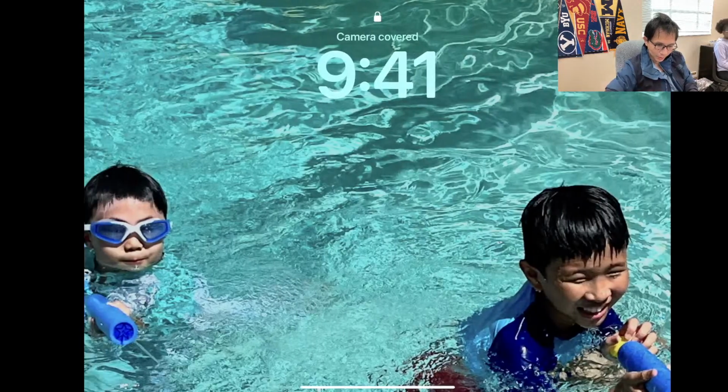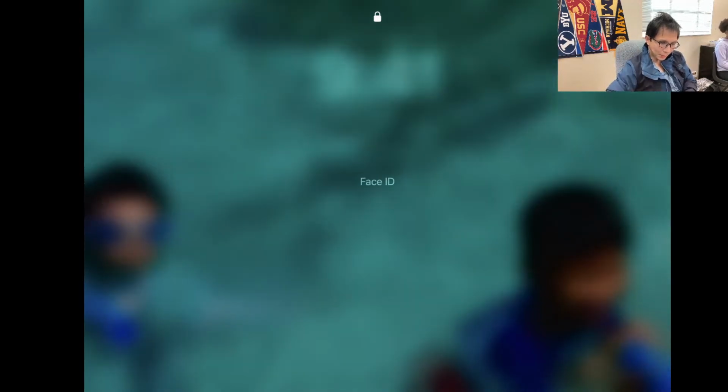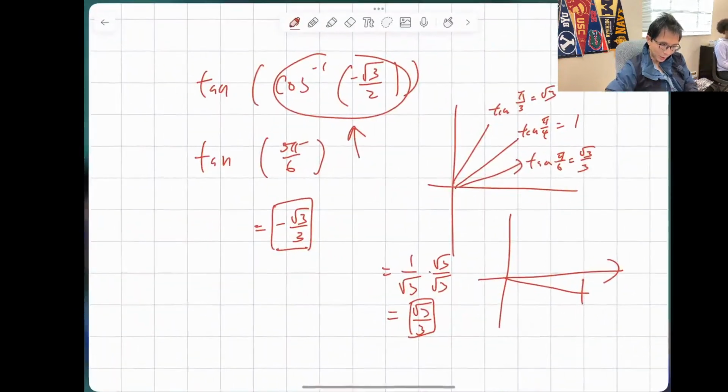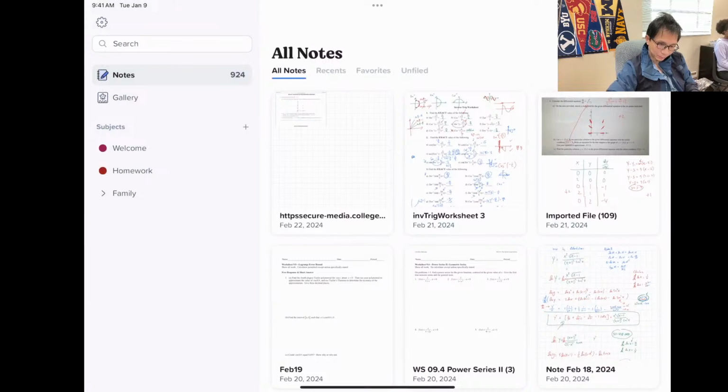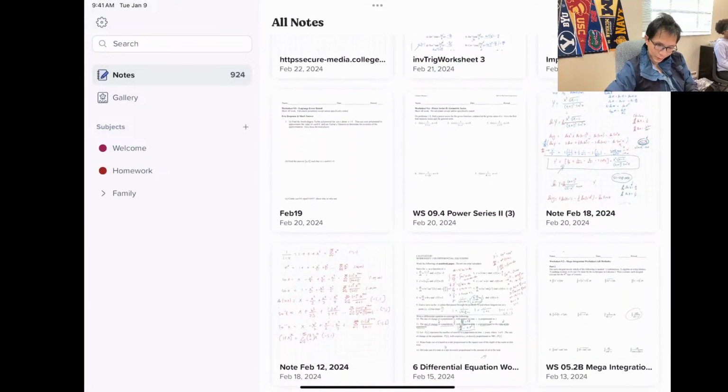Okay, so next questions. A lot of people say they don't know how to do certain parts, but those parts are actually relatively easy. So we're gonna go to inverse trig.